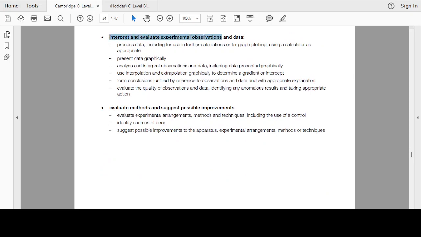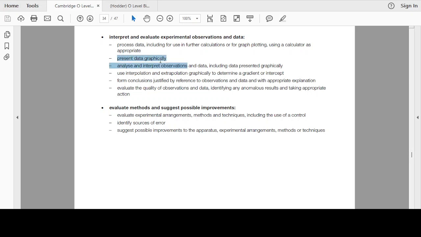Interpret and evaluate experimental observations and data. So it seems like a bit of a repeat, but process data including for use in further calculations. So you calculate one thing, and then 2 steps later they're asking you to use the answer you got in part A3 in part B2. So yeah, that happens. Or for graph plotting, so you might be asked to plot a graph using a calculator as appropriate. So yeah, you can take that gadget with you.